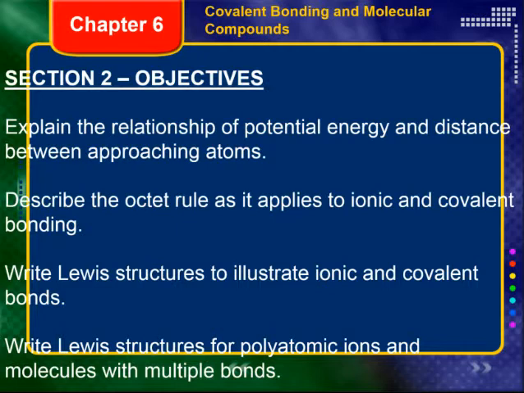In this section, I want you to be able to explain the relationship of potential energy and distance between approaching atoms, meaning atoms that have not bonded yet, but they're about to. Describe the Octet rule as it applies to ionic and covalent bonding. And then we are going to introduce writing Lewis structures to illustrate ionic and covalent bonds. And then, not quite as much, we're going to write Lewis structures for polyatomic ions and molecules with multiple bonds. So here we go.